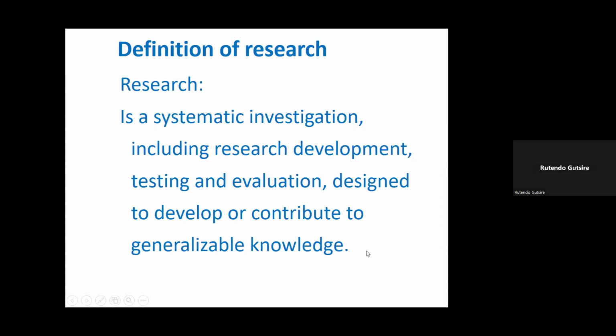Right? Just to recap on the definition of research, we said we're going to be writing and trying to carry out innovative research. So what is research? It is a systematic investigation, including research development, that's writing the proposal, what we covered yesterday with Mr. Kauri. Then we need to submit that for ethics review. That's why I'm talking to you today. Then we move on, implement our study, testing, and evaluation that is designed to develop or contribute to generalizable knowledge.